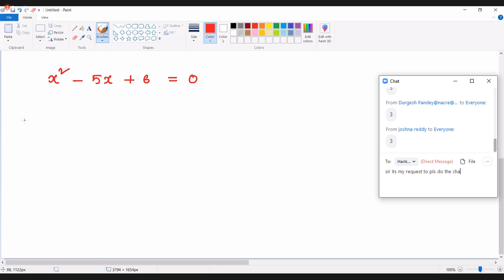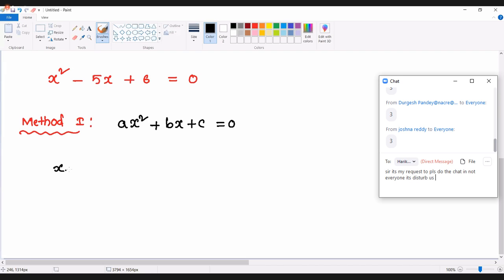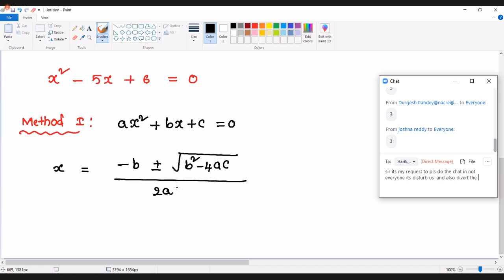Whenever we deal with a quadratic equation, if you want to find the value of x, there is one method which we already studied in school. Whenever you see any equation as ax square plus bx plus c is equal to 0, which is a quadratic equation, we can use the formula: x equals minus b plus or minus under root of b square minus 4ac, divided by 2a. This is method one.